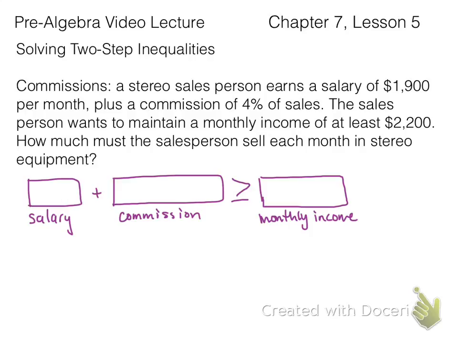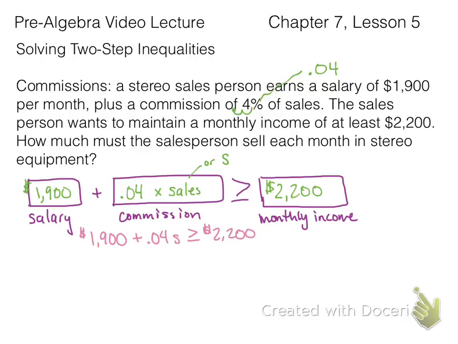So let's go ahead and fill in some blanks. We know that the salary is $1,900. We also know that the commission is 4% of sales, and we're going to make sales S. And remember, 4% as a decimal is 0.04, all right? And when you add the salary and commission together, it needs to be greater than the monthly income. So now we have our equation. $1,900 plus 0.04 times sales is greater than or equal to $2,200.